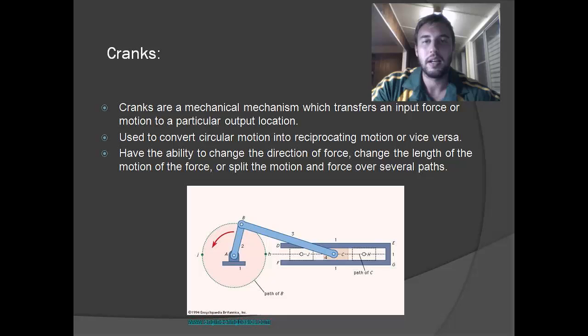Cranks are a mechanical mechanism which transfers an input force or motion to a particular output location. They are used to convert circular motion into reciprocating motion or vice versa. Cranks have the ability to change the direction of force, change the length of the motion of the force, or split the motion and force over several parts. Cranks are seen in places such as bicycles and winches.